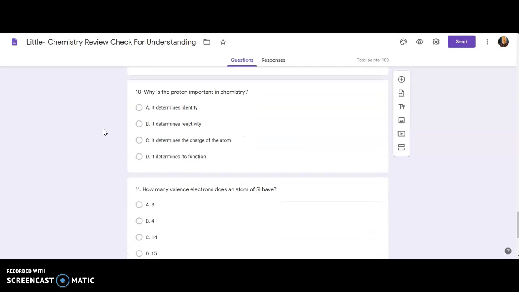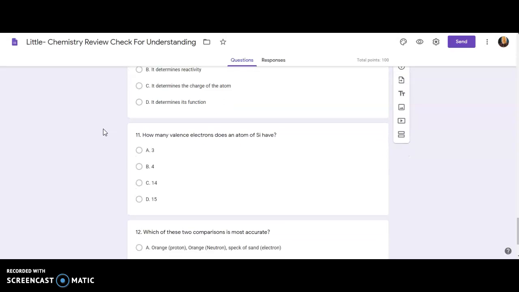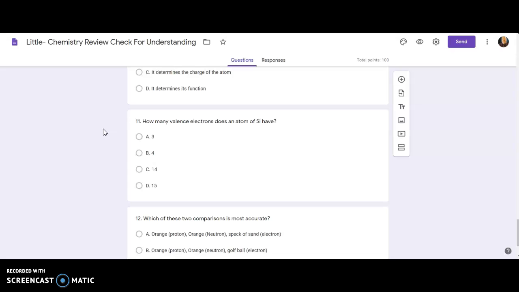Number 10. Why is the proton important in chemistry? It determines identity, it determines reactivity, it determines the charge of the atom, or it determines its function. Number 11. How many valence electrons does an atom of silicon have? So find silicon, kids. Remember how we find valence electrons. Does silicon have 3 valence electrons, 4 valence electrons, 14 valence electrons, or 15 valence electrons?